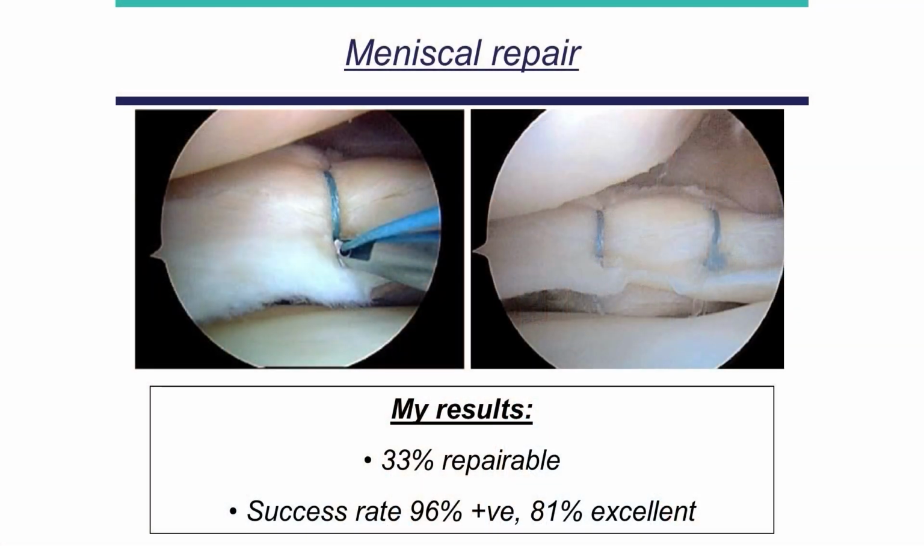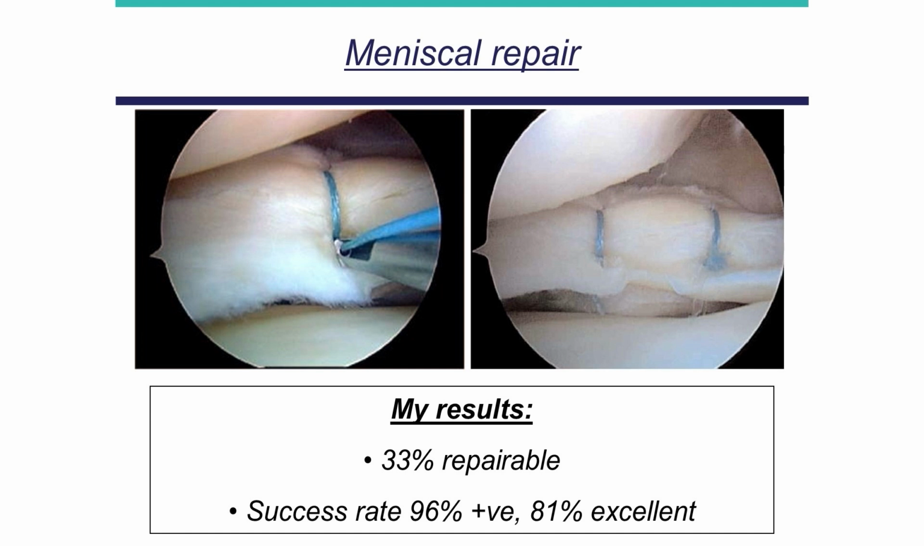So the important thing is, if you can preserve the meniscus, then you should. So if a meniscal tear is repairable, and these tend to be tears in younger people, so under the age of 40 with an acute traumatic tear, and that's quite a different thing from an older person with a spontaneous degenerative meniscal tear, two different things.